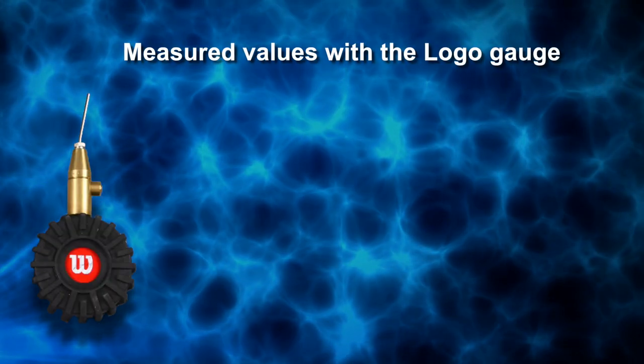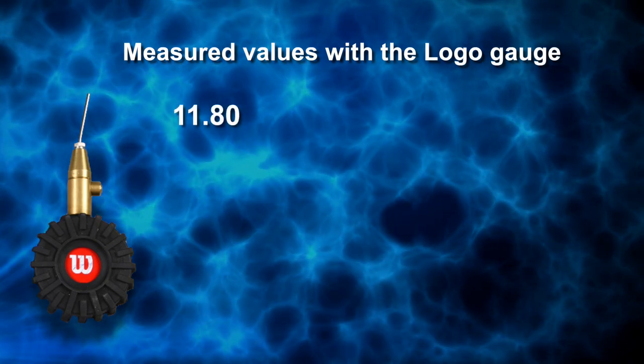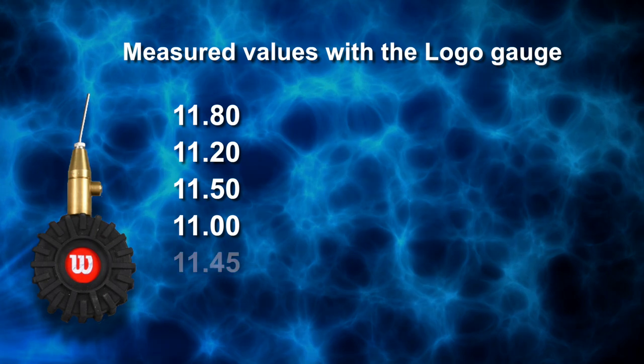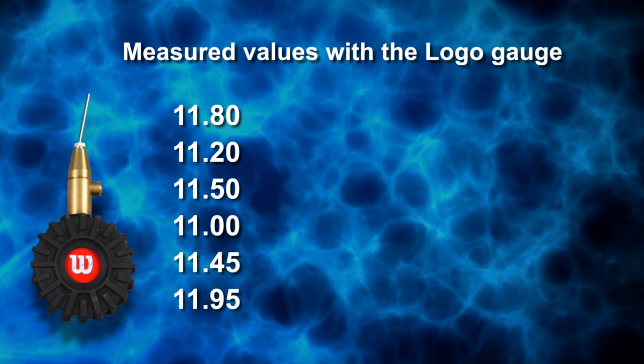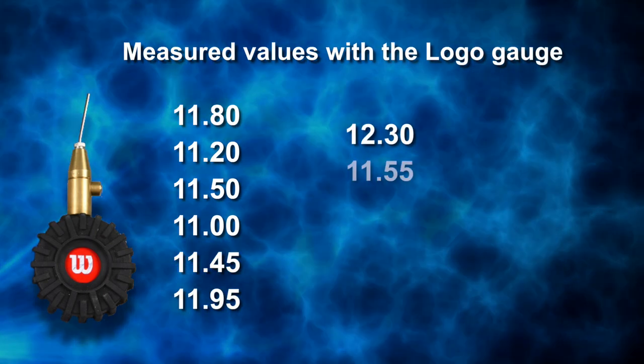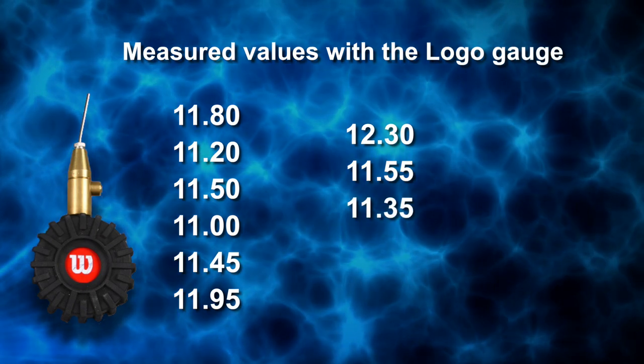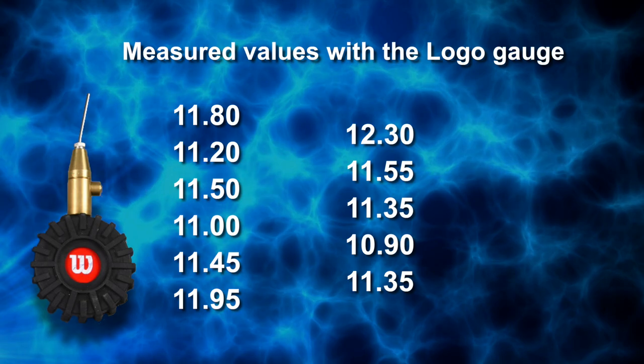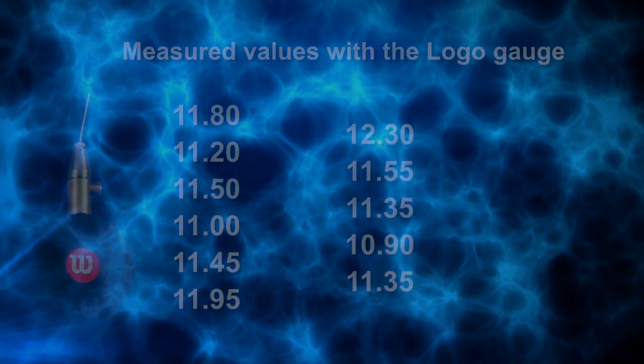The 11 measured values with the logo gauge are as follows: 11.80, 11.20, 11.50, 11.00, 11.45, 11.95, 12.30, 11.55, 11.35, 10.90, and 11.35. In the next activity, I want you to take the average of these values.